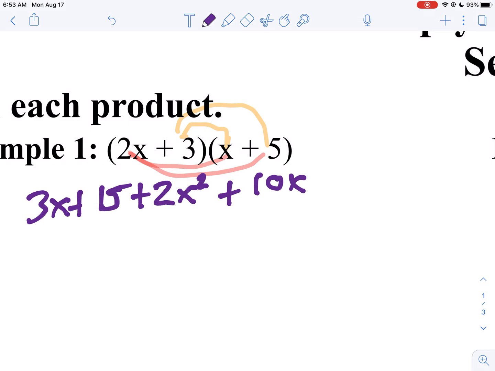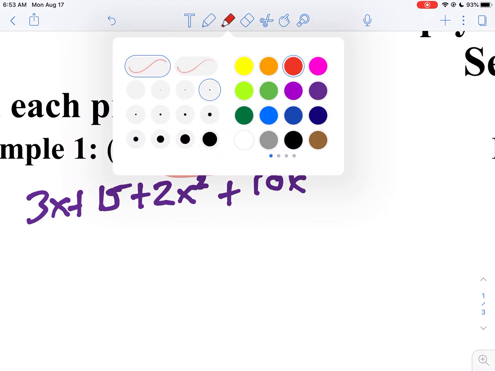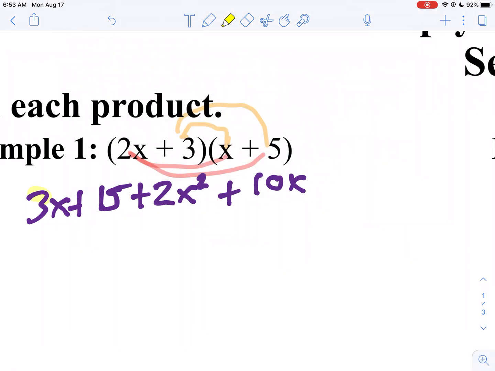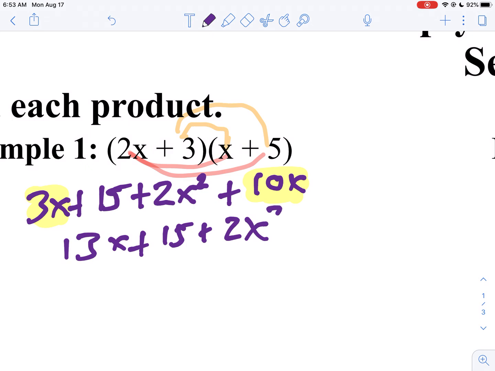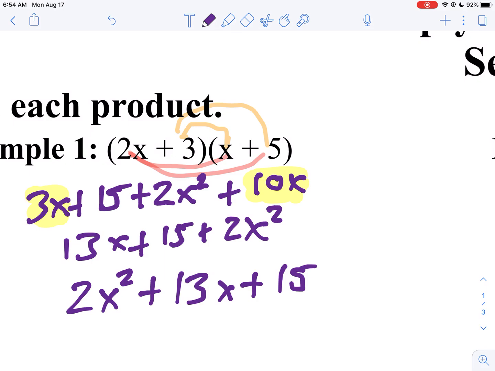Now that we're done multiplying, look for, are there any like terms? There are like terms, because notice 3x and 10x, that's 13x. So you could write that as 13x plus 15 plus 2x squared. And then I like to write them in standard form. So we're going to say 2x squared plus 13x plus 15. And that's multiplying.